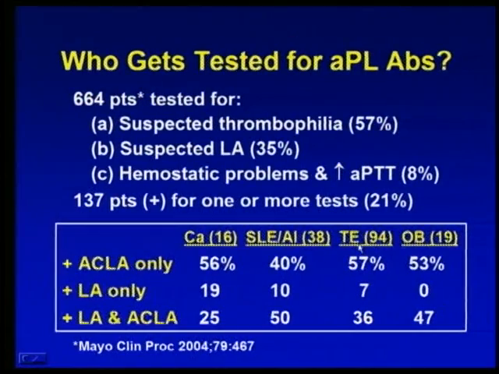94 of the patients had arterial or venous thromboembolism. And a small minority had lupus anticoagulant only. The majority had anticardiolipin antibodies, with in between having both types of antibodies. And then 19 patients had some obstetric complication, and none of them had the lupus anticoagulant activity.